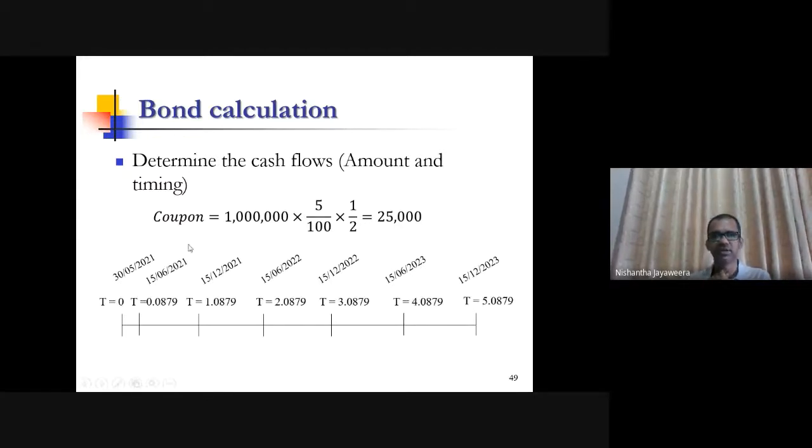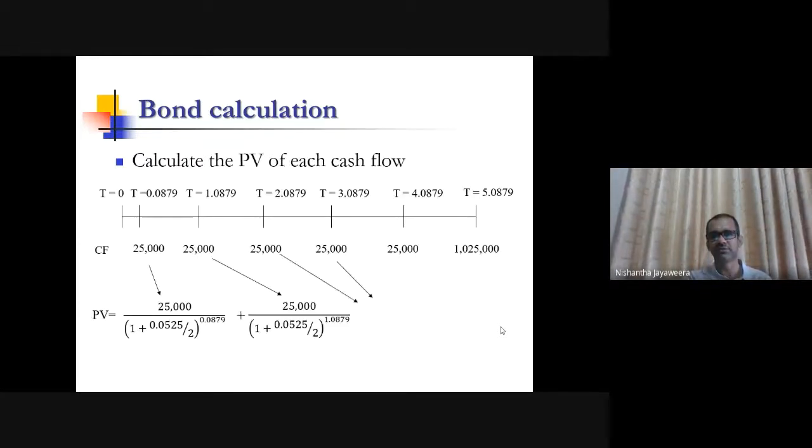So you can see now there are fractions, not full numbers. In the previous examples, we could see 1, 2, 3, 4, exactly integers, so full numbers, as the timing of the cash flows. But in this case, it is not exactly full numbers or full coupon periods. There can be fractions like this. So then we use the same concept: calculate the present value of all those cash flows.